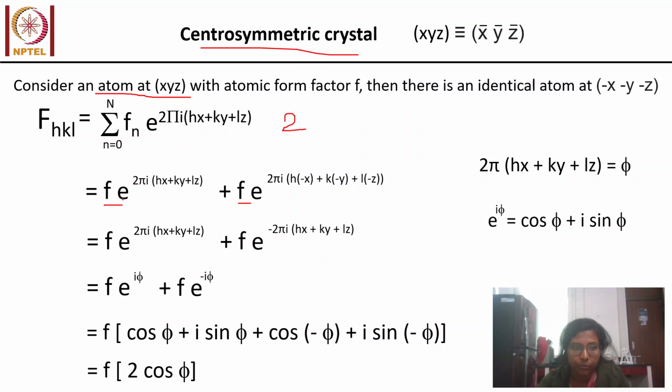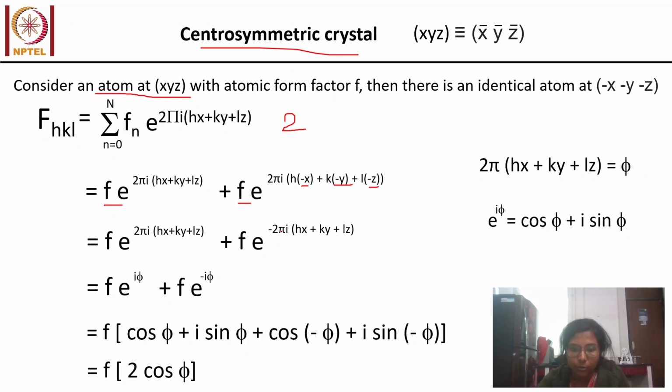So for the first part we will write the same thing, e to the power 2 pi i (hx + ky + lz), and then for the other identical atom we will write f, then e to the power 2 pi i, then we will put the coordinates of minus x, minus y and minus z. If we now take the negative out, this part will remain the same, and this will be e to the power minus 2 pi i (hx + ky + lz).